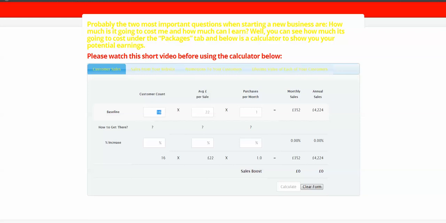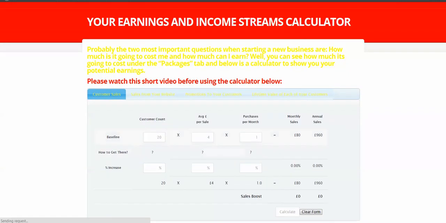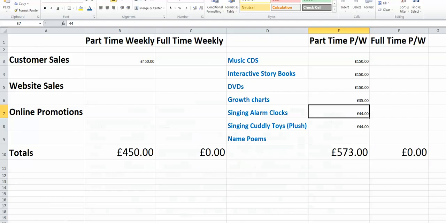The name poems, now they generally go for, let's just say we only sold 5 of those a week, which would make 20 a month, and they will go for around £3.99. So put them at £4, 1 purchase only. Hit the calculate button, and here we are. That's £80 per month, £960 per year. So £80 a month would make £20 per week. So let's put that in.